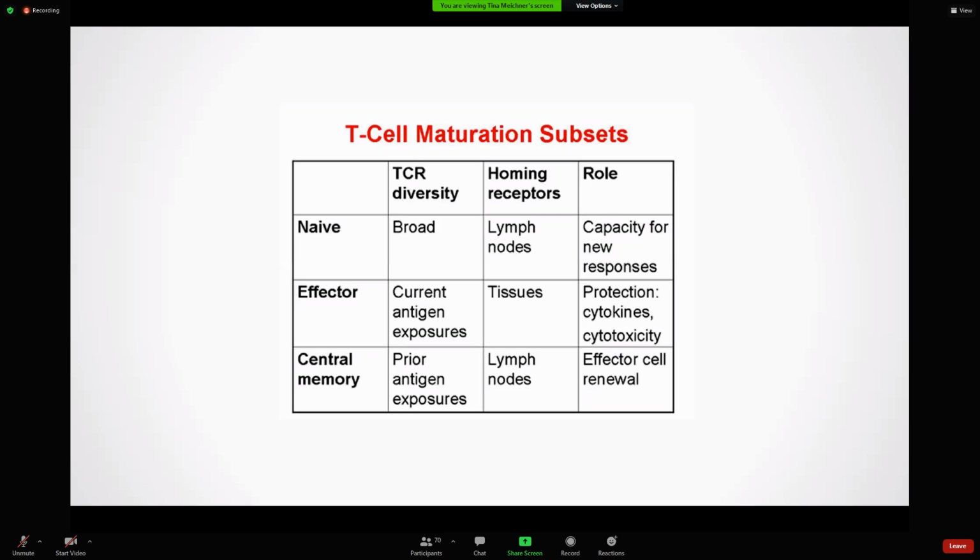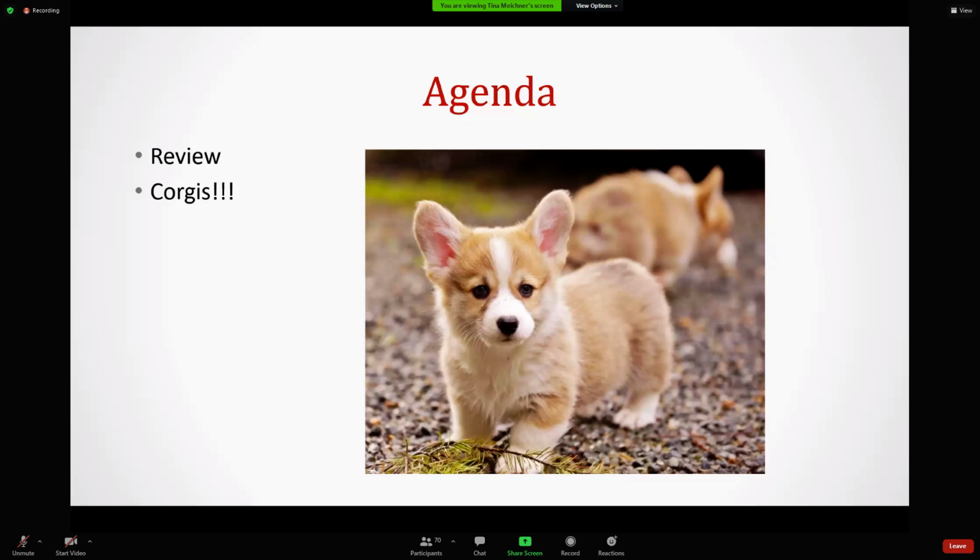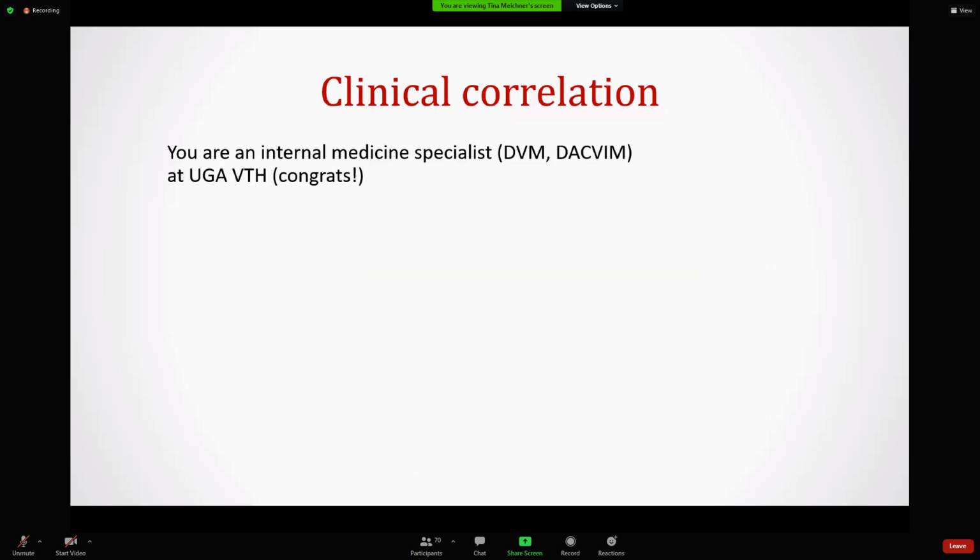Okay. All right. So let's talk a little bit about our clinical case that we have today and that we want to discuss. So let's imagine you finished vet school, you did an internship and a residency, and now you are an internal medicine specialist here at UGA.